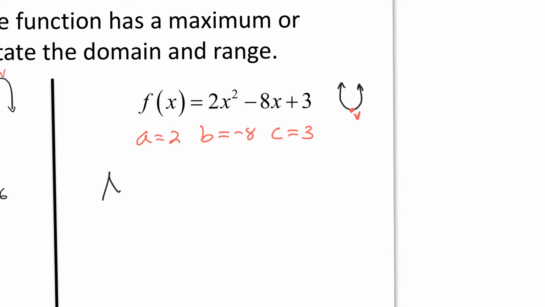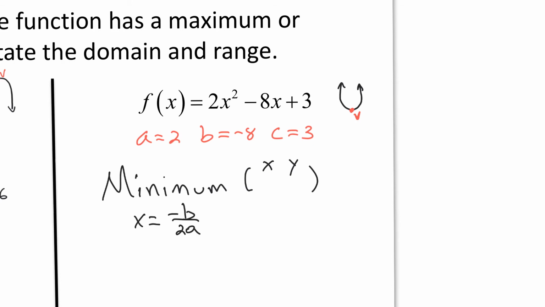So we have a minimum here, and we need to find our x and y for my vertex, because that was going to help us with the domain and range. So my x coordinate and y coordinate. So x will equal opposite of b divided by 2a. So x equals opposite of b, which is +8, divided by 2 times a, which is 2 right here. And I simplify, so x equals 2. So my x value, my x coordinate is 2.